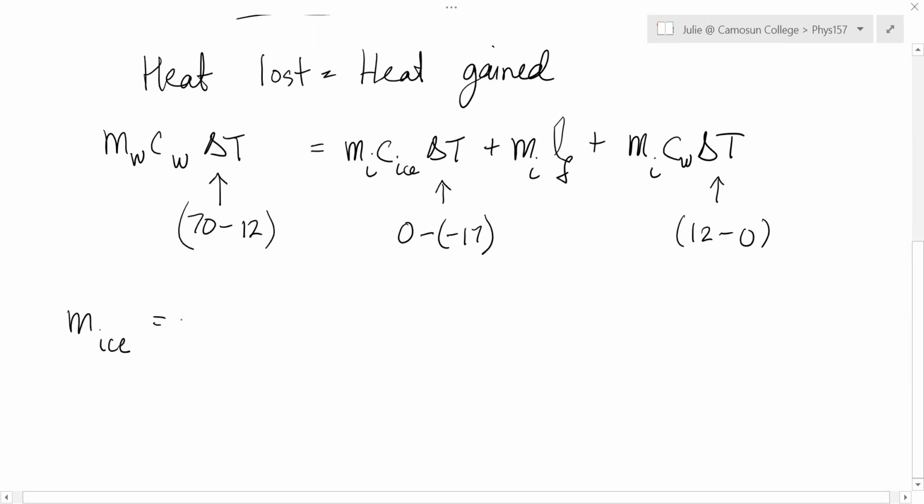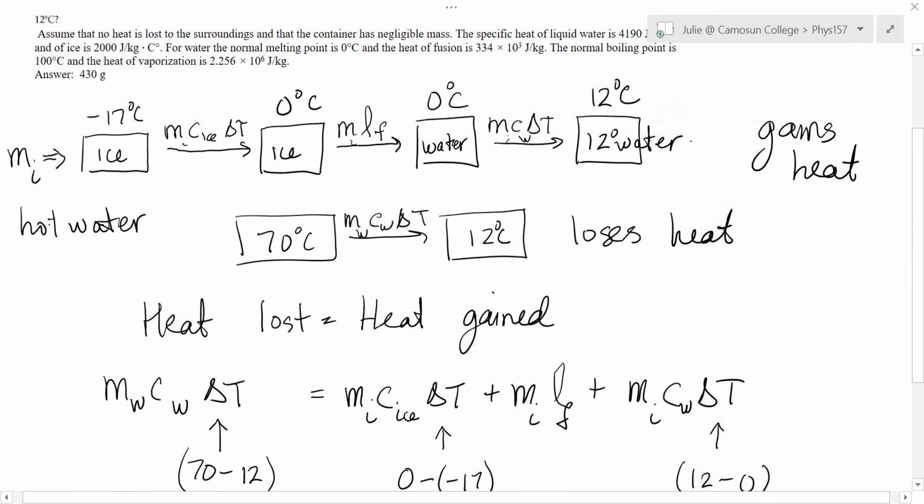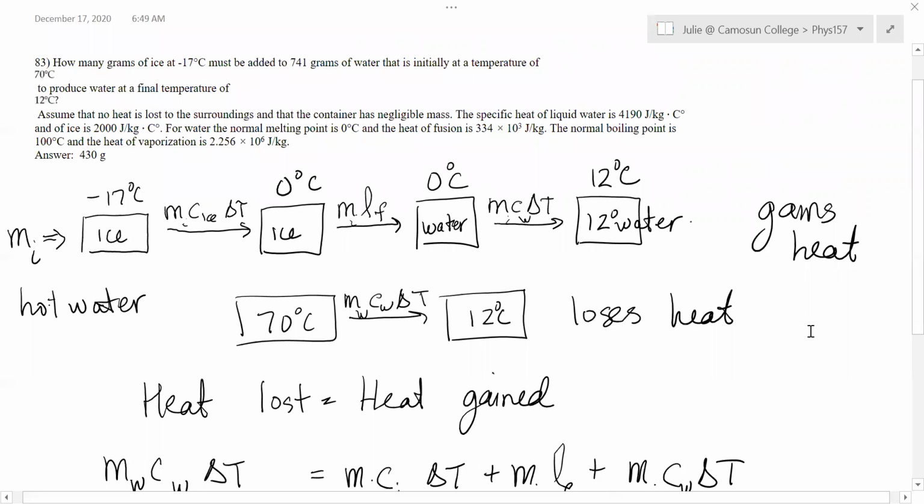Okay, so if we solve for the mass of ice in this equation, which is what we're after, it would be the water term on the left divided by c for ice delta T plus L_F plus c for water delta T. Okay, and the numbers that we would have for that, let's see what the mass of water was in this question. We have 741 grams of ice, and we have how much water? Oh, sorry, 741 grams of water. We're trying to find how much ice.